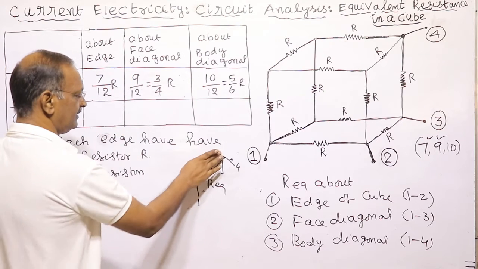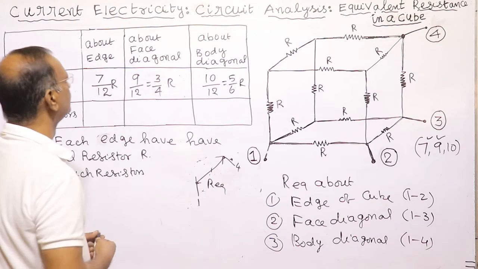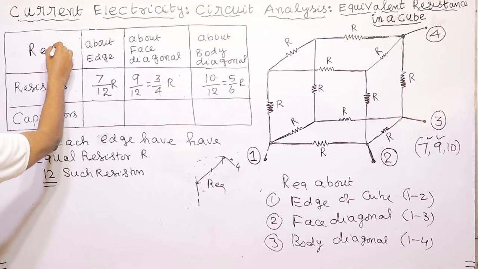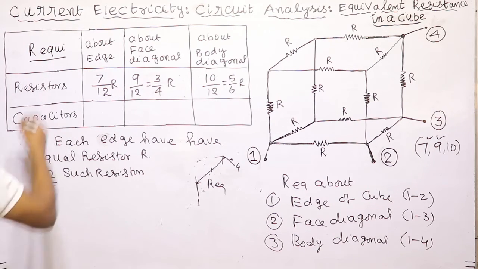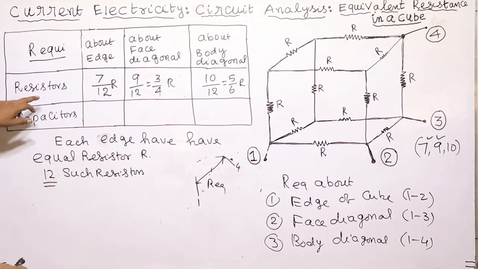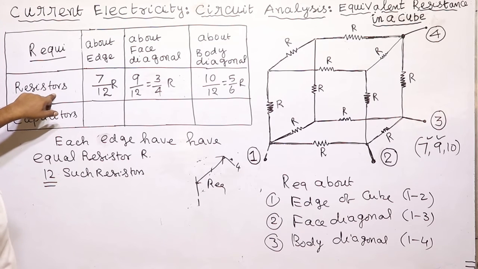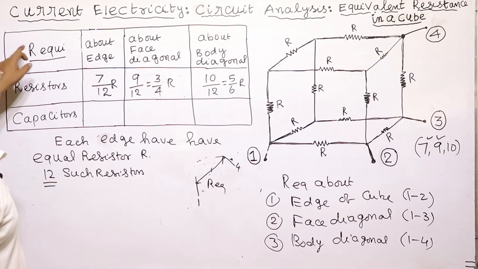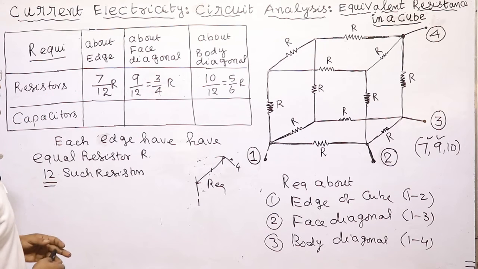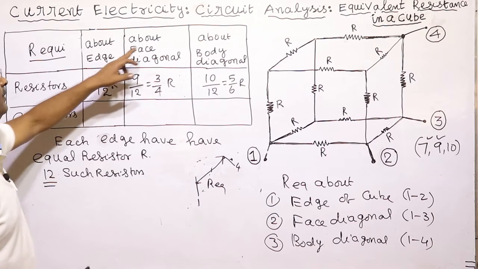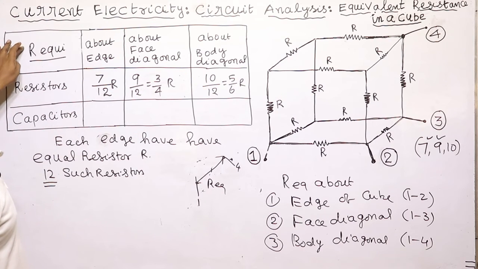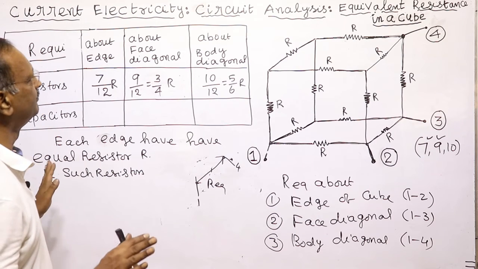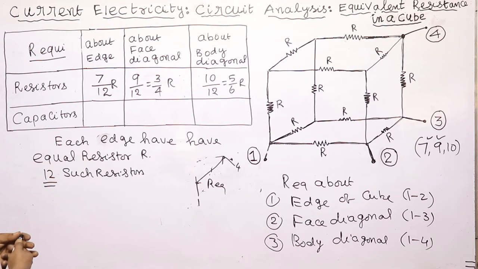So for the edge the equivalent resistance is equal to 7 by 12 R. For the face diagonal the equivalent resistance is equal to 3 by 4 R. For the body diagonal the equivalent resistance is equal to 5 by 6 R. It's a very simple calculation.